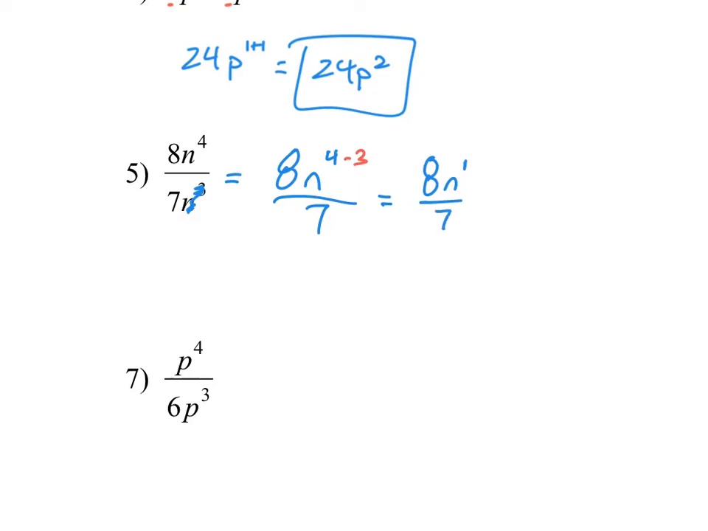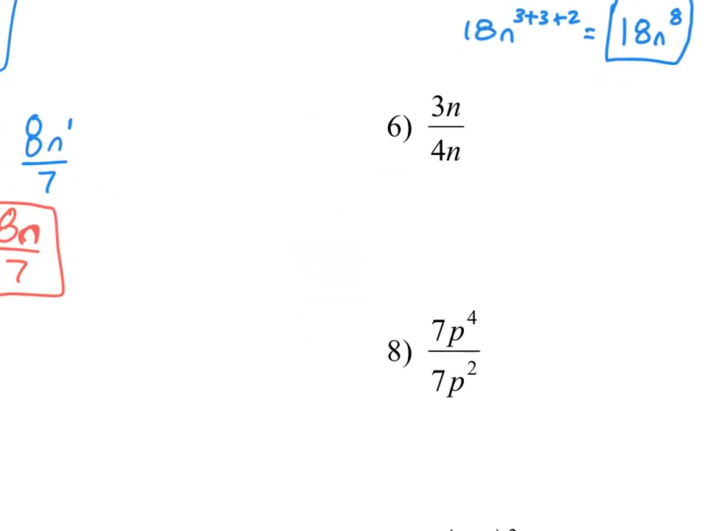Now I want to show you something and talk about this. Does everybody see how I have n to the first? You do not actually have to write that. So typically, you're just going to leave it as just n. So your final answer here would be 8n over 7, because you don't have to write 1 in the exponent power.